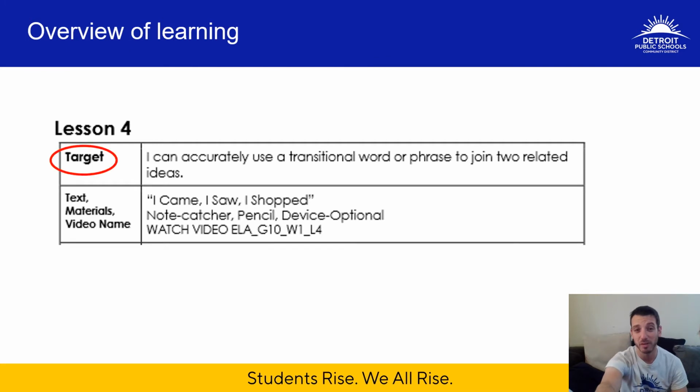Your learning target for today is: I can accurately use a transitional word or phrase to join two related ideas. You're going to be given a list of transitional words and phrases separated by category, and you're going to be able to figure out how each of those words or phrases can join two related or oftentimes unrelated ideas.